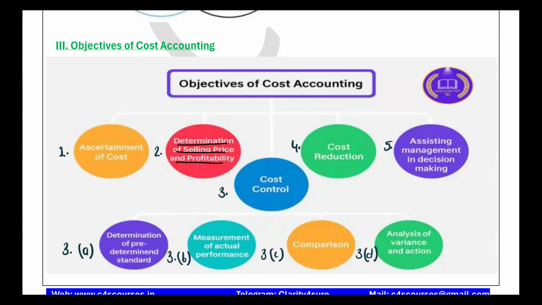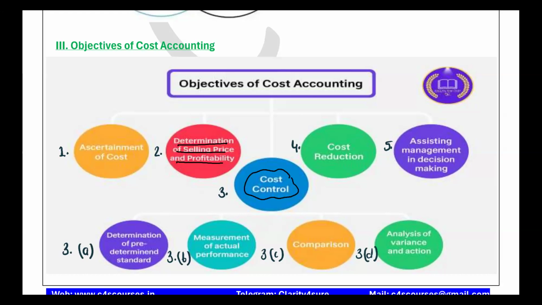And yes, after the ascertainment of cost, after the techniques of costing, a cost will be made for the burger that the consumer will consume, right? And after that, the second step is they will decide the selling price and profitability. Now, once they have decided the selling price and profitability, the third category will be cost control.